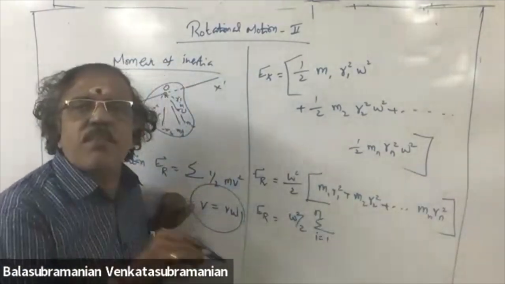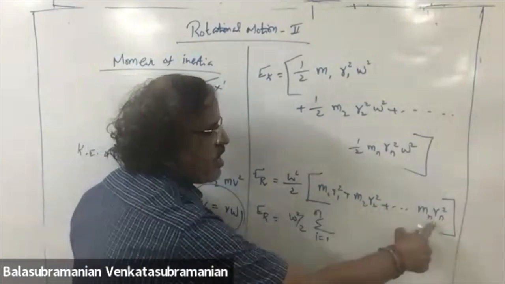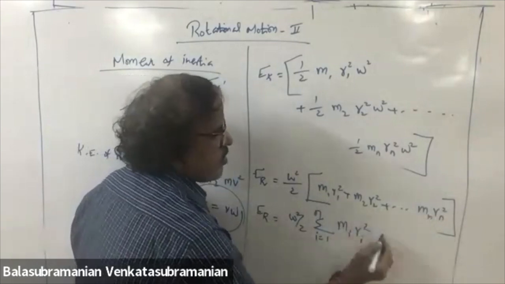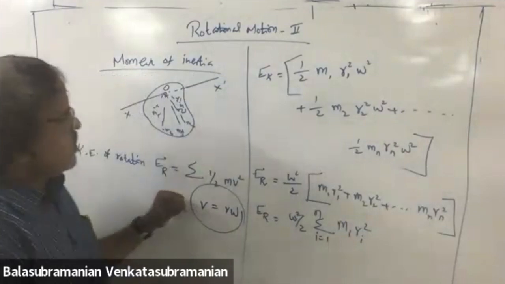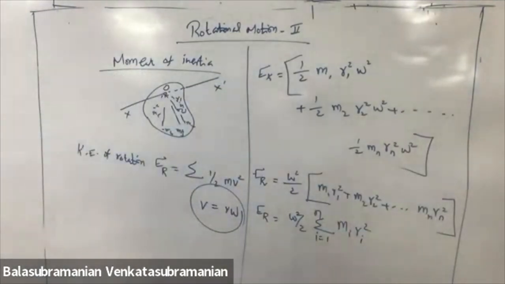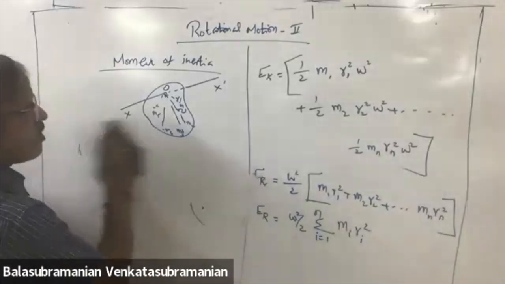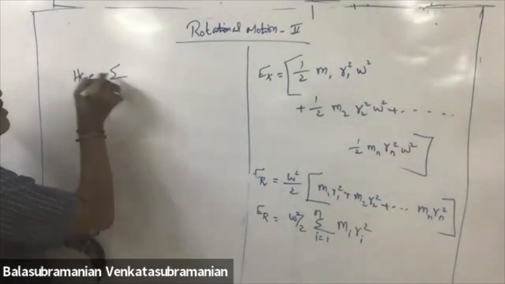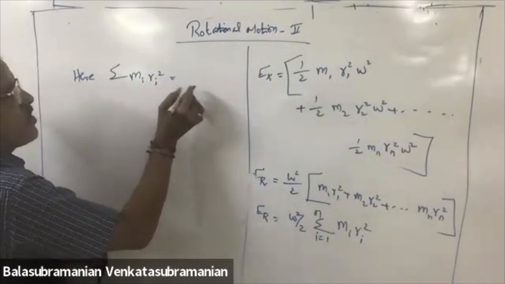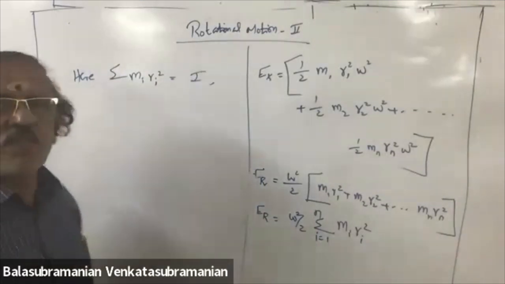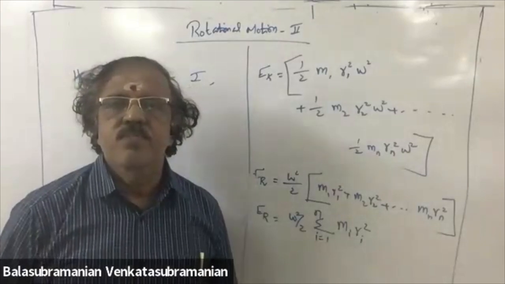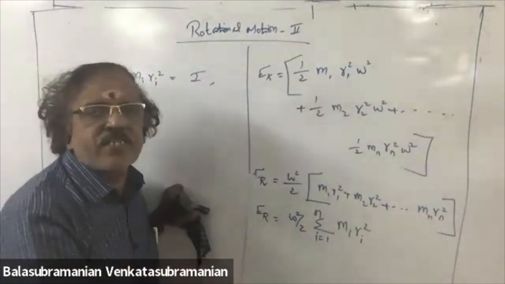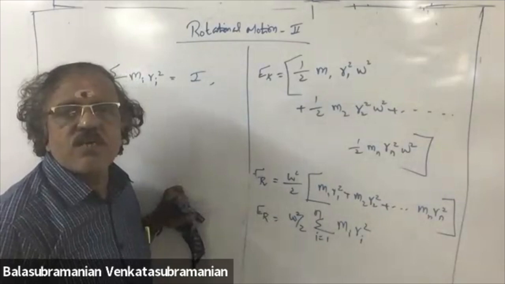i is called the index number, starting with 1, ending with n. So we are putting i is equal to 1 to n, Mi Ri square. Here, sigma Mi Ri square, we call it the moment of inertia of the body. It is the product of mass and the square of the distance from the axis of rotation. That is moment of inertia.